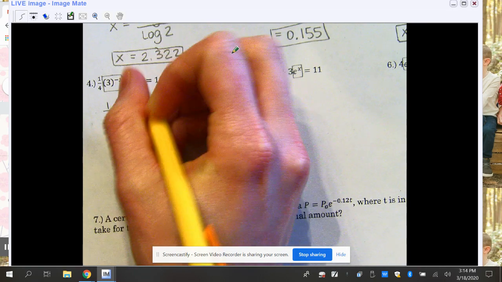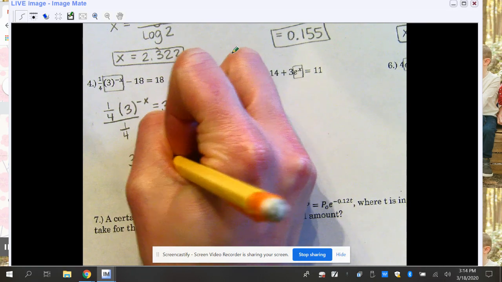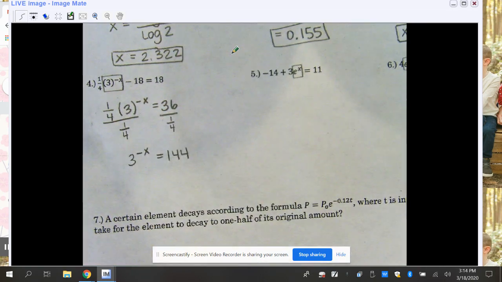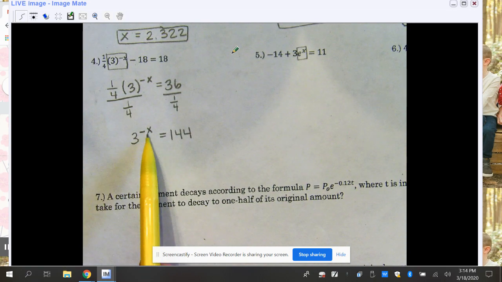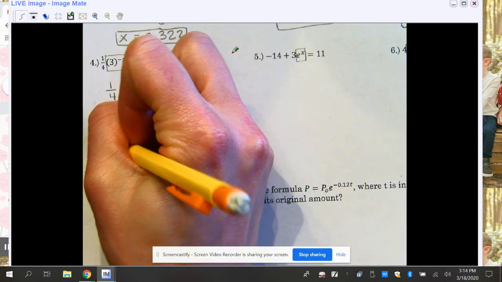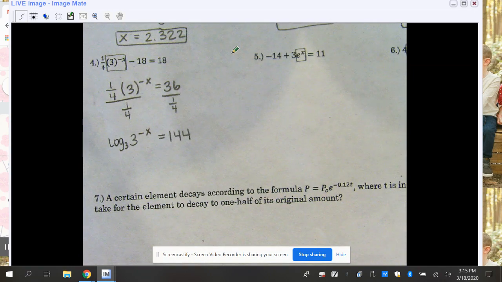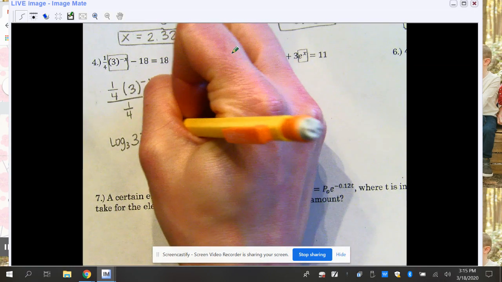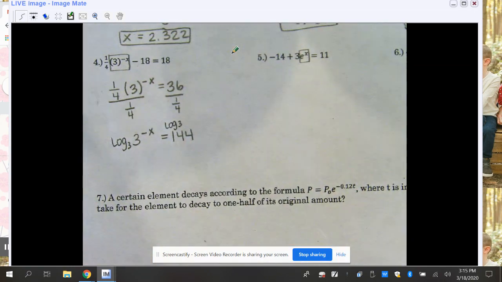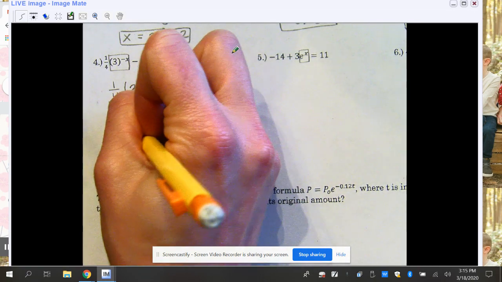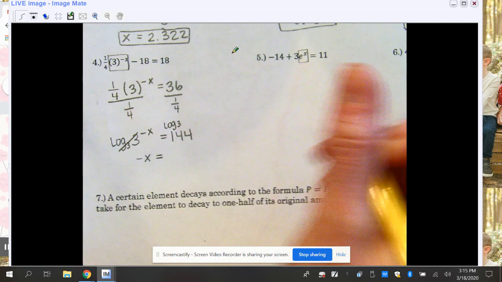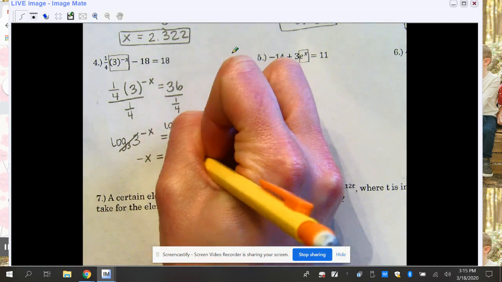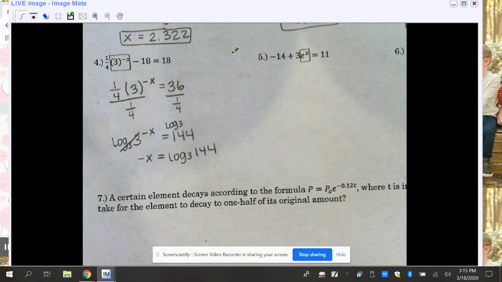So now I've got 3 to the negative x equals 144. I've got my exponent by itself. I need to undo that and figure out what this value of x is. The inverse of an exponent with a base of 3 is a log with a base of 3. Whatever I do on one side, I have to do to the other. So now those cancel each other out, leaving me with negative x equals log base 3 of 144.